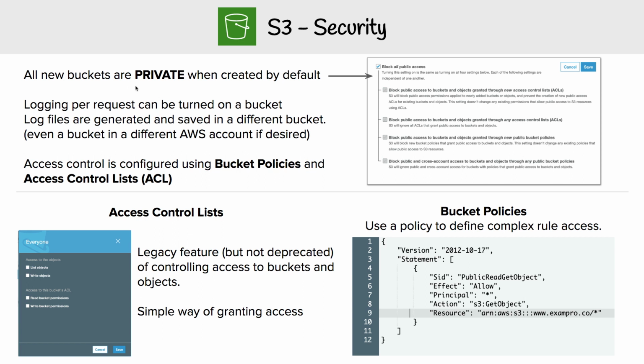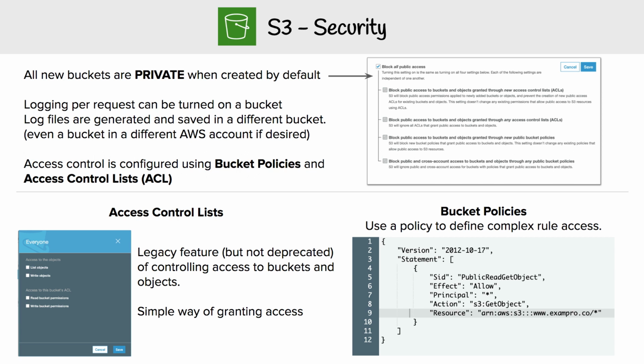Now in S3, you can turn on logging per request. So you get all the detailed information of what objects were accessed, uploaded, or deleted in granular detail. Log files are generated, but they're not put in the same bucket. They're put in a different bucket.